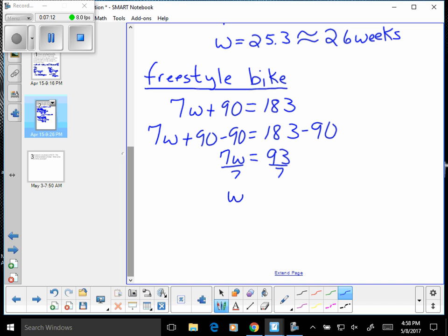When you did that, you would have ended up with approximately 13.3, so you're going to have to work 14 weeks to make sure that you have enough money for the freestyle bike. Now from there, you're going to have to make a decision. Do you really want to work half a year to get a mountain bike, or are you willing to work fewer weeks in order to get a freestyle bike?